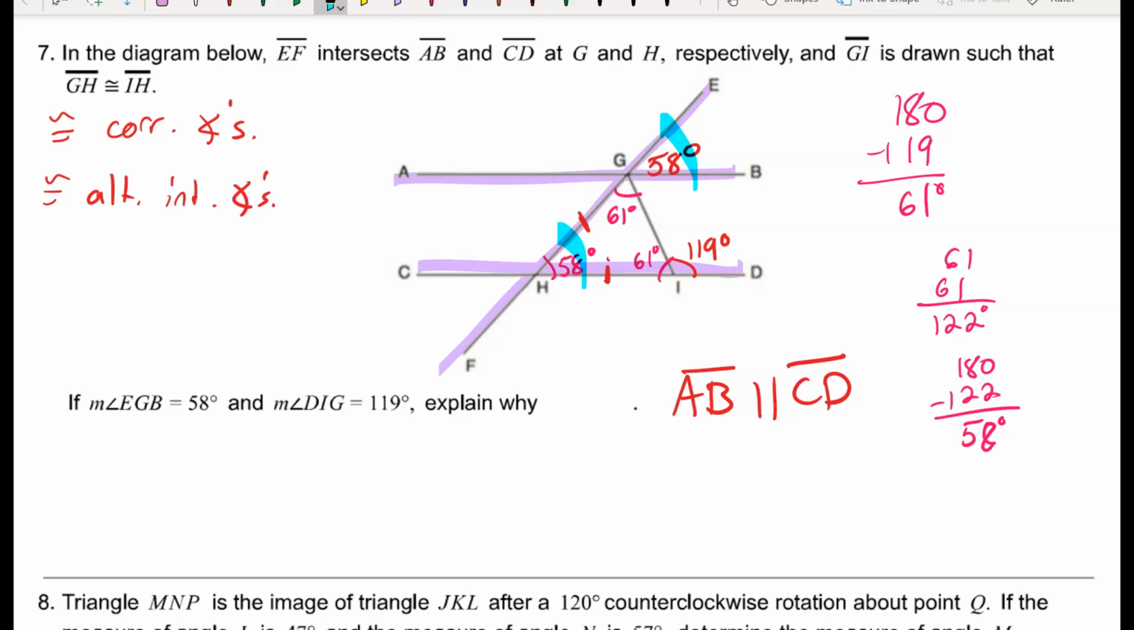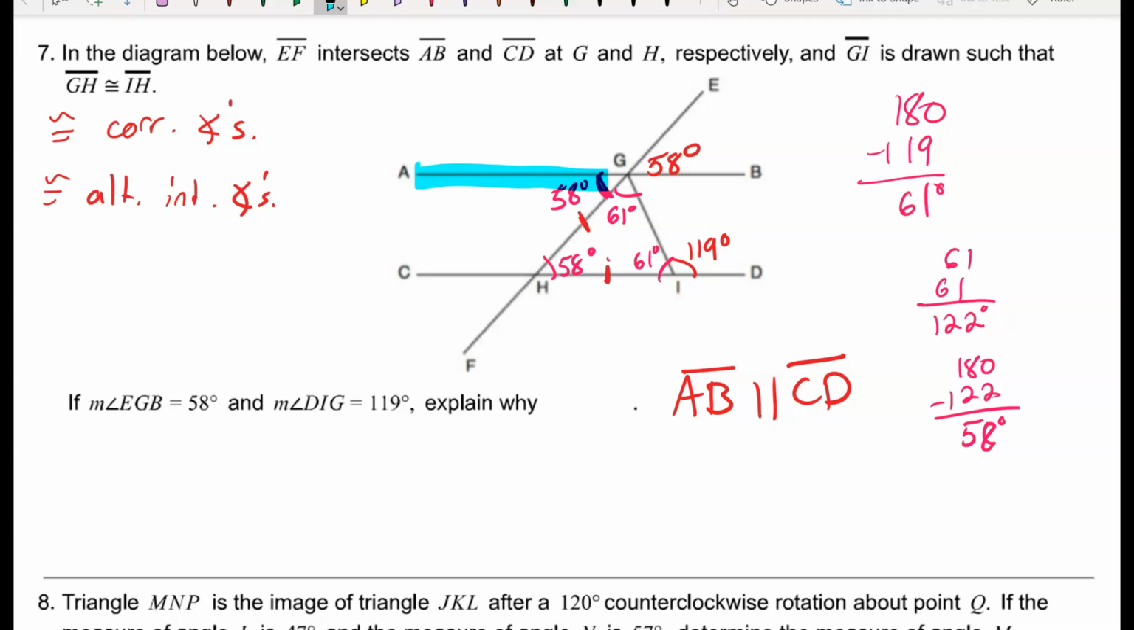Those are both 58 degrees, and congruent corresponding angles form parallel lines. If you didn't want to use a corresponding angle argument, just because you're used to working with alternate interior angles, notice that 58 degrees up there. That's vertical with angle AGH up there, so I could say that's 58 degrees.